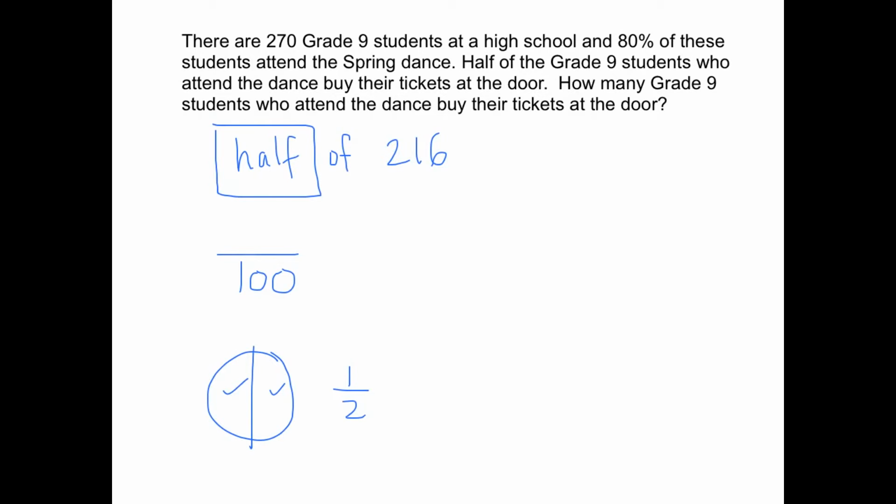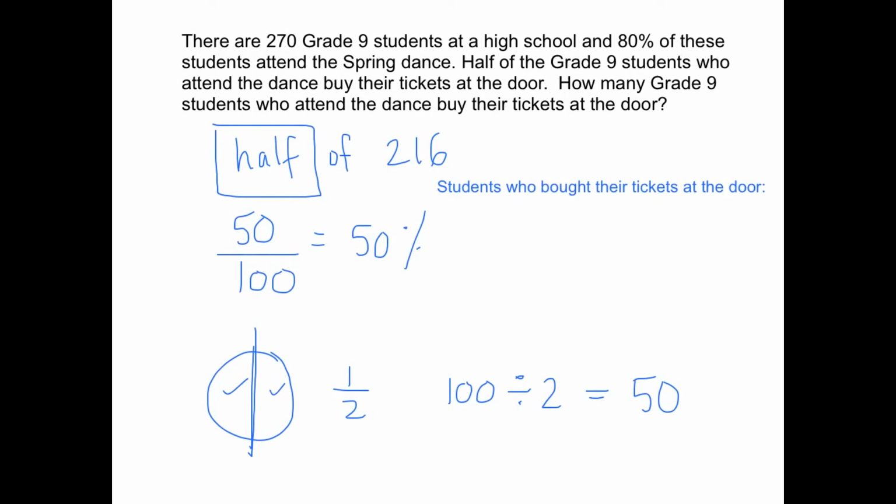Now, if the total was 100 pieces and you got half of those, we're still going to cut it down the middle or divide it by 2. So let's take 100 and divide it by 2. What's 100 divided by 2, or half of 100? That's right, 50. So 50 out of 100 is equal to a half. So that means that half is 50%. So we know that 50% of the students who went to the dance bought their tickets at the door.